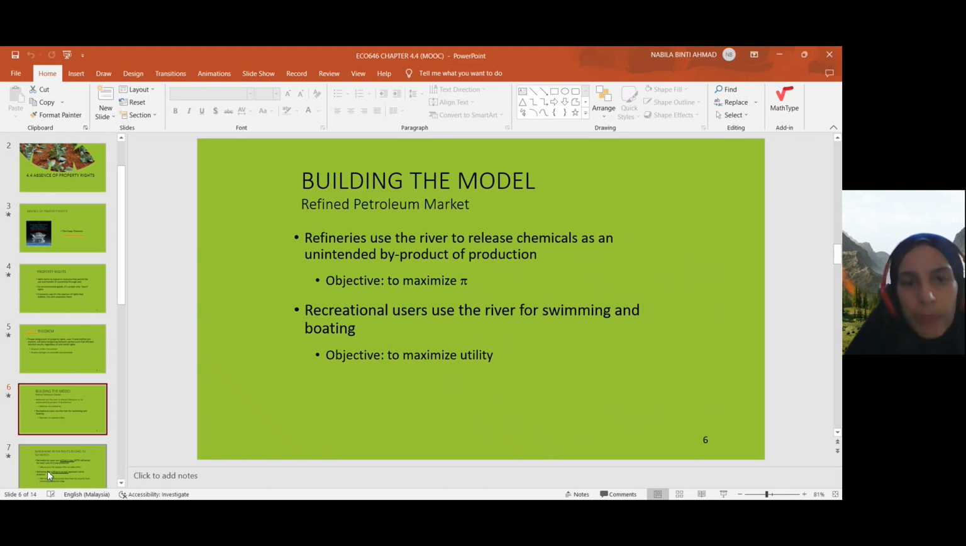So this is the refined petroleum market. Refineries use the river to release chemicals as an unintended byproduct of production. The objective is to maximize profit. But recreational users will use the river for swimming and boating to maximize utility. So we have both parties here, those who own the petroleum market and those who are the users, right?